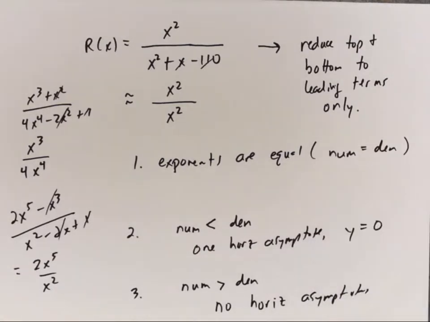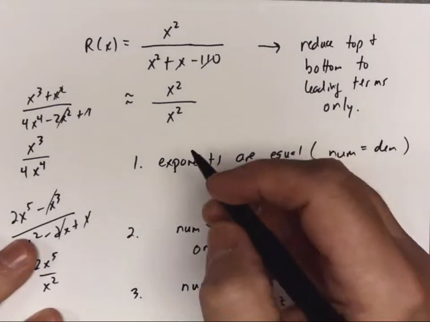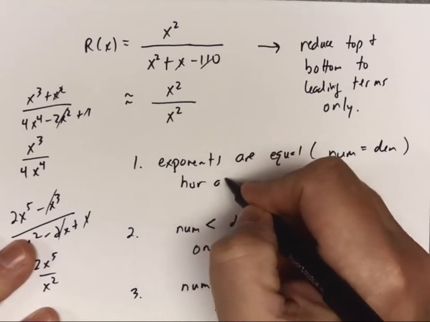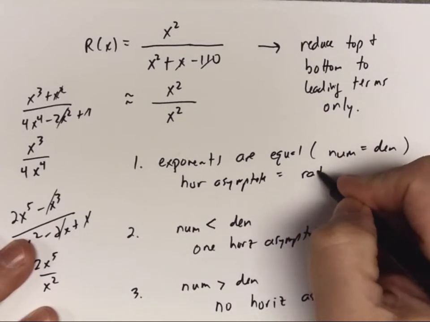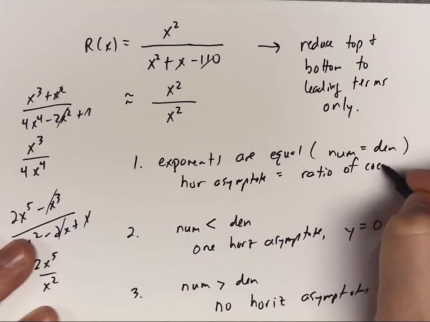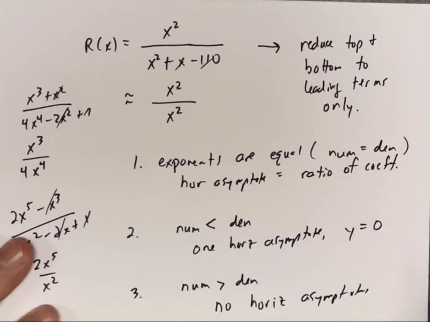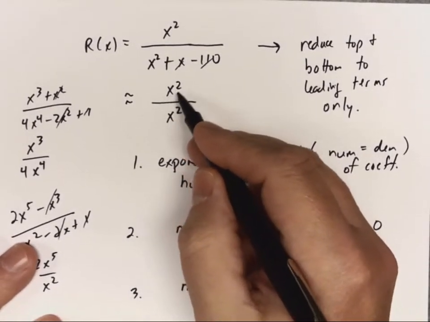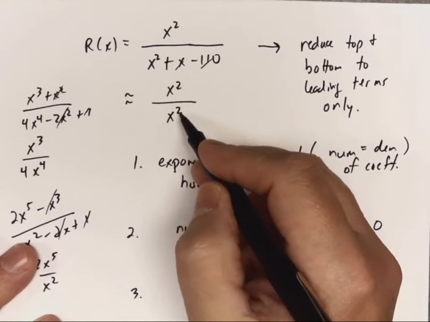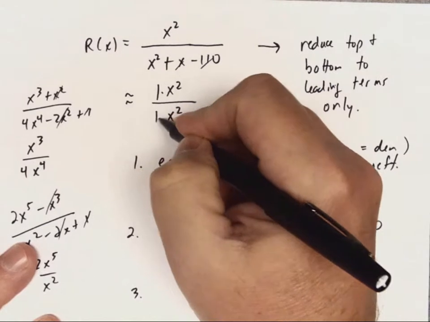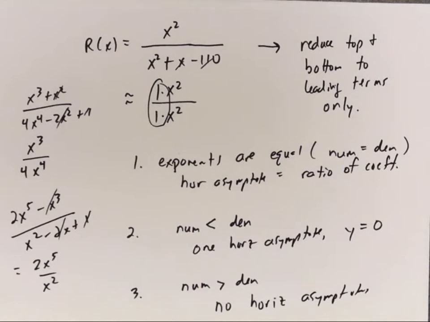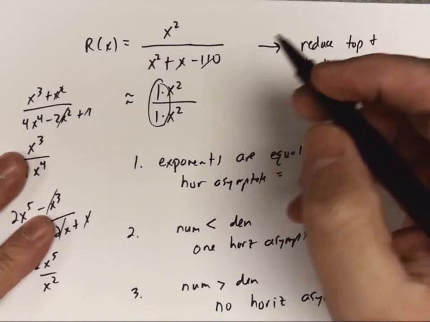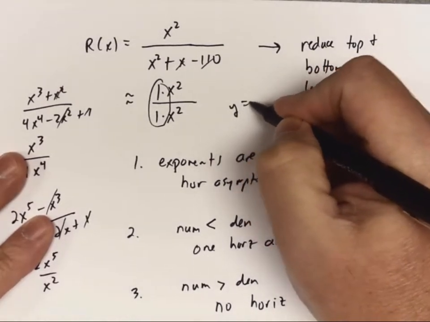Now what happens if the exponents are equal? This is a little trickier. You have a horizontal asymptote equals the ratio of coefficients. In other words, here's the example. What's the coefficient for x squared on top and bottom? We don't really see it. It's actually 1. Ratio means the fraction of whatever numbers are in front of your variables. So for this example, the horizontal asymptote would be y equals 1.